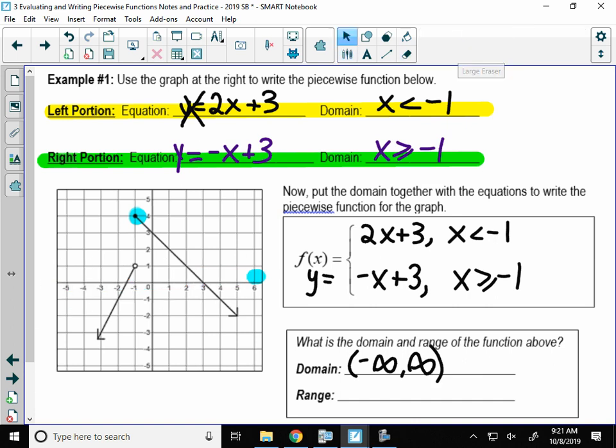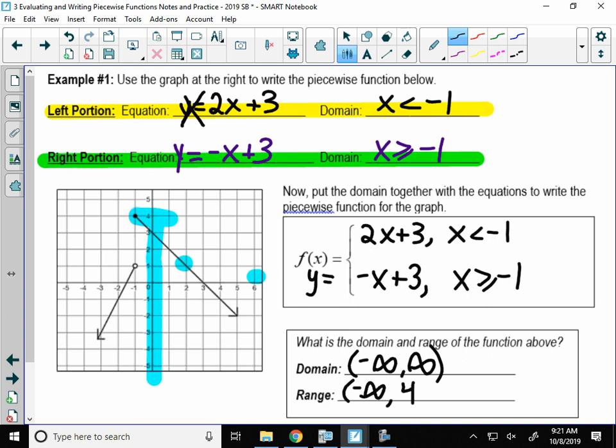I'll do the same thing for the range. I have an arrow going down, so I'm coming up forever. When this piece ends, I'm still connected over here. So I go up, but my graph stops at 4. So my range goes from -infinity up to 4, and the 4 has a closed dot, so I close the bracket.